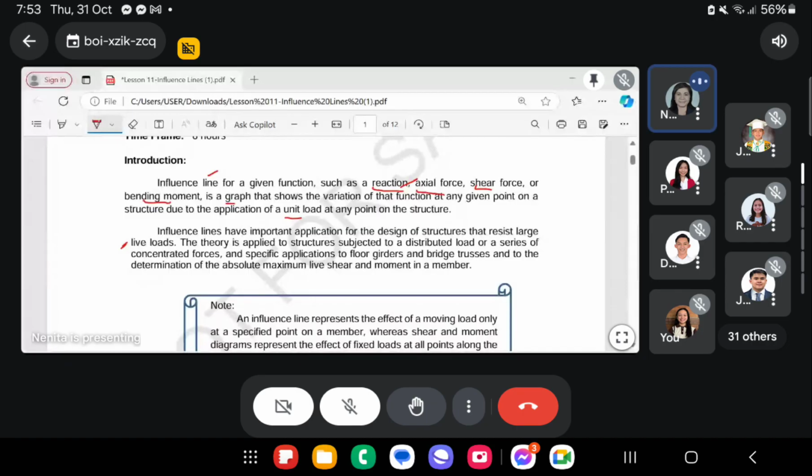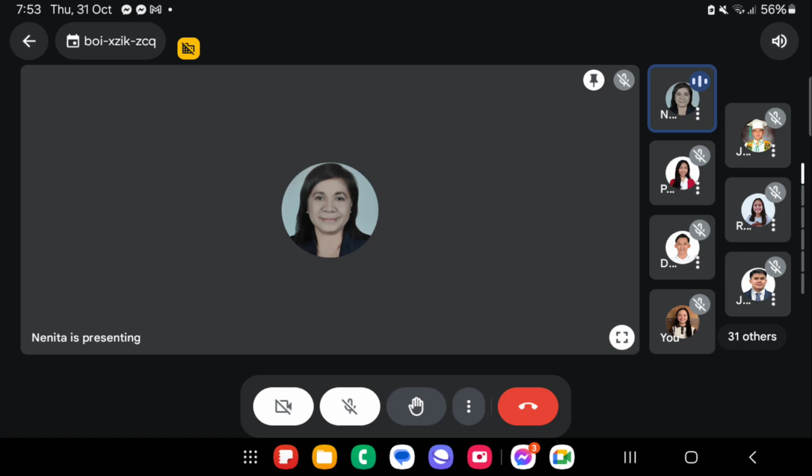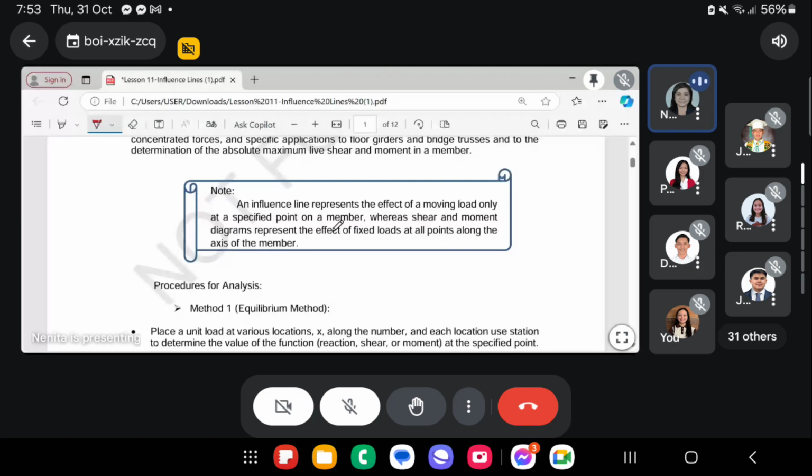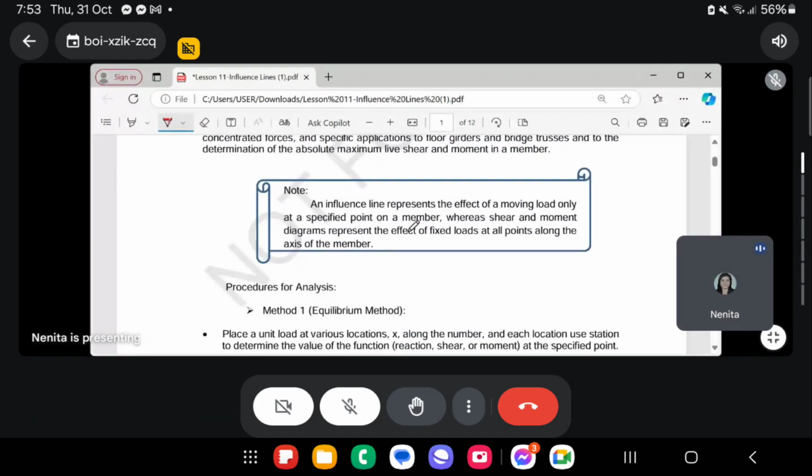As a reminder, when we say influence line, it represents the effect of a moving load only at a specified point on a member. So when we say influence line, we take a specified point on a member, whereas shear and moment diagrams represent the effect of fixed loads at all points along the axis of the member.